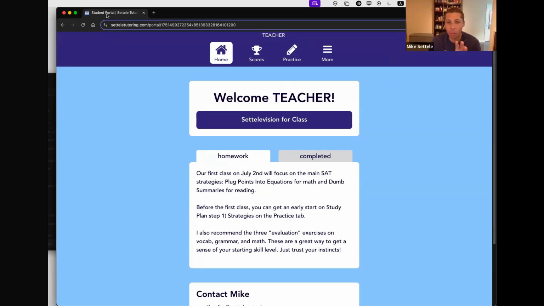If you guys can see my screen, we still got a couple minutes, but if you click the My Screen tab at the top, I want you guys to get into this page. This is the portal that you got a separate login for. And when you get there, there's this button, Satellovision for Class. That is what we're going to be using. So you can go ahead and click that.